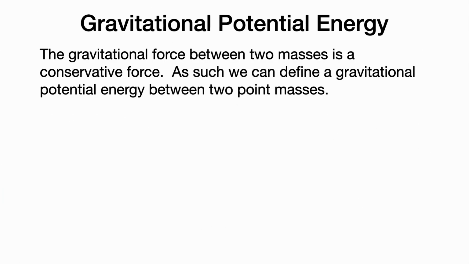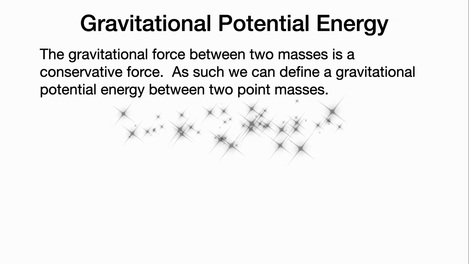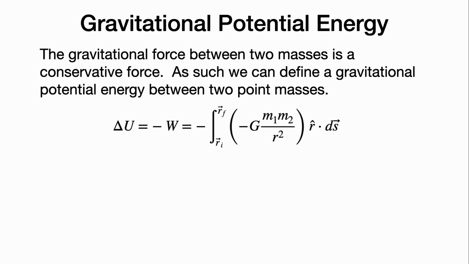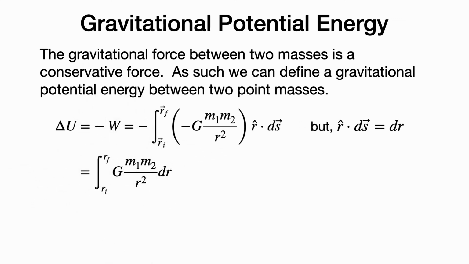Now, our gravitational force, the force between two masses, turns out to be a conservative force. As such, we can define a gravitational potential energy between 2 point masses. Recalling that the change in the potential energy is minus the work done on the particles, we can express this as minus the integral of the gravitational force along some path. Well, in this case, it turns out that our r hat vector dotted with ds is simply our infinitesimal change in the radial direction. This simplifies our integral considerably, and we find that we can calculate the change in the gravitational potential in the following way.